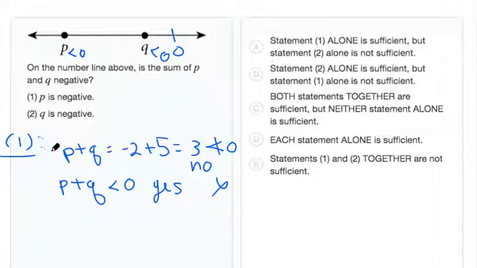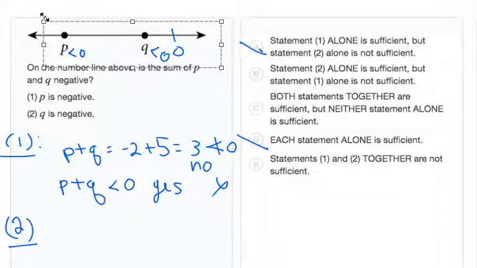So statement 1 alone is not sufficient. We can rule out answer choices A and D, since alone, it doesn't work for us. It's not sufficient. So moving on, let's go ahead and check statement 2. Statement 2, we can check in a similar manner. Let's use our number line as we go through.